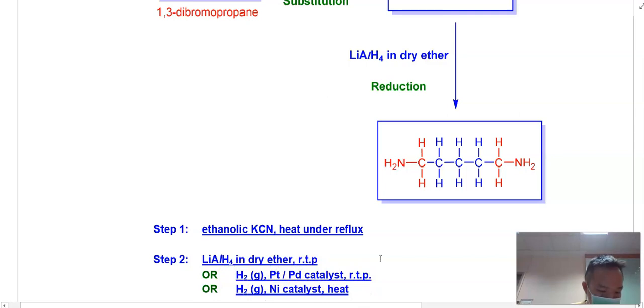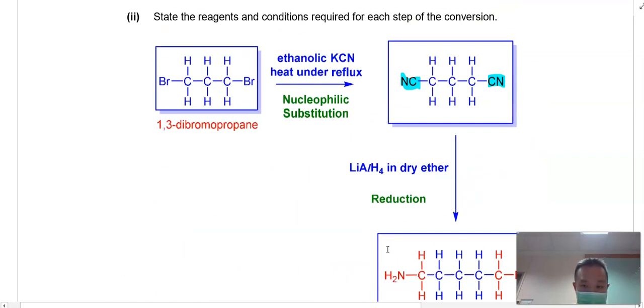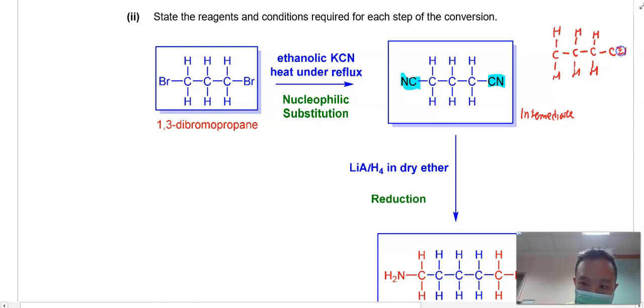Okay? So it's not that difficult. Okay, you're supposed to draw the displayed formula of the intermediate formed in the first step. So this is the intermediate. Alright, in this case, the intermediate for synthesis is like the in-between product. Okay, so you're supposed to draw the displayed structural formula, right? So for the displayed structural formula, all you need to do is just expand out. C triple bond N, C triple bond N. Okay, so that's the displayed formula for part 3.